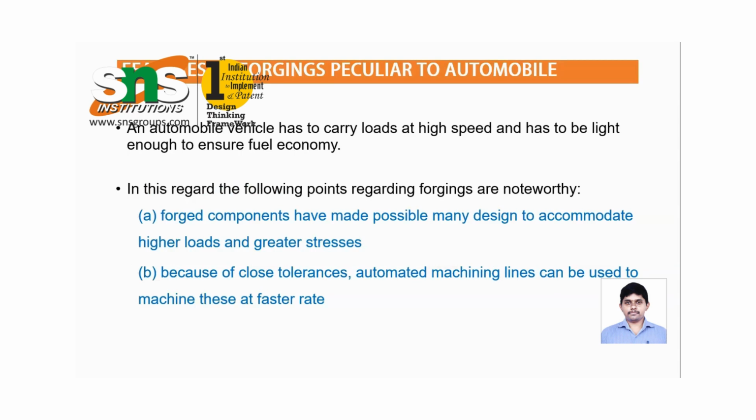Some of the features highlighted in the forging process: for example, an automobile vehicle carries loads at a very high speed, and it has to be ensured that fuel economy is maintained. A rear axle is a good example of forging in automobile components. Forged automobile components are possible in many designs to accommodate higher loads as well as greater stresses. Because of the closer tolerances and the highly automated machining lines, they can be machined at a very fast rate. Due to forged components, the grain structure is improved and the tolerance level is clearly defined as per the norms framed by ISO. That is why the components don't undergo any kind of failures for these reasons.